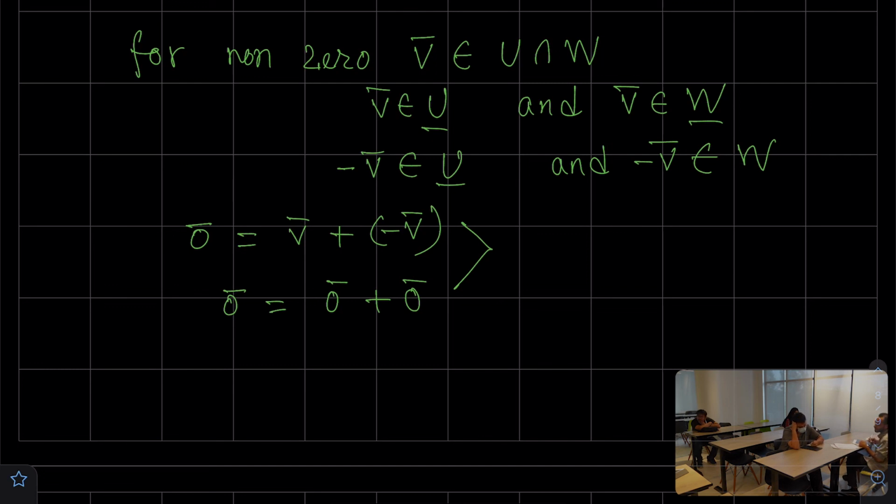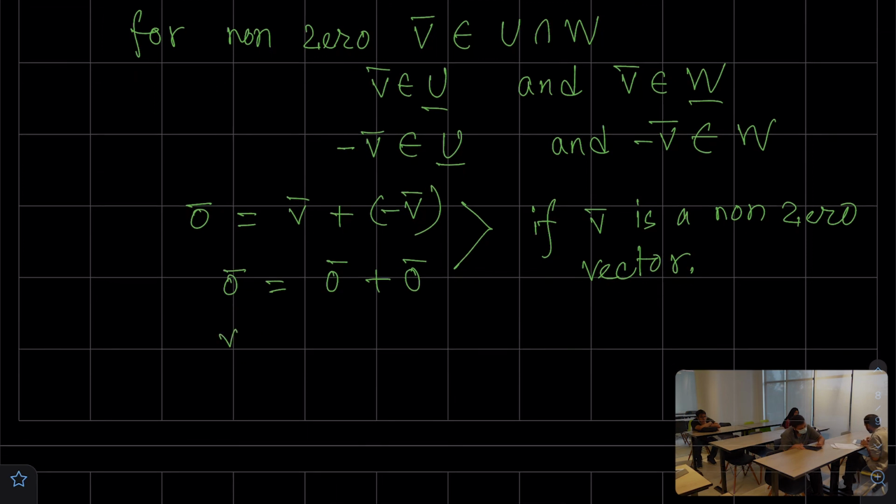So these two contradict the definition of the direct sum if V vector is non-zero. If V is a non-zero vector, then these two statements contradict each other, contradicting the definition of the direct sum. That means V has to be equal to 0. Otherwise, this is not a direct sum, right? Okay.